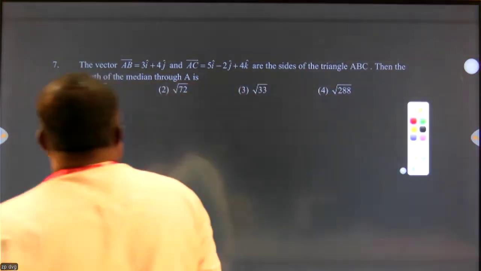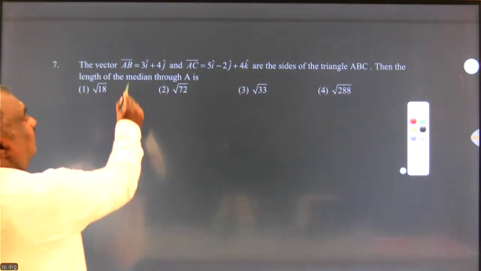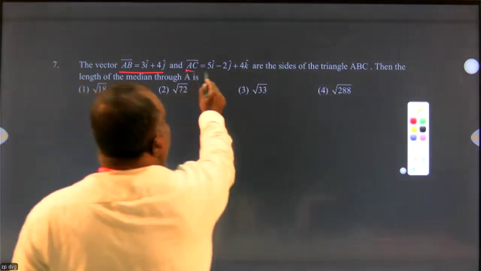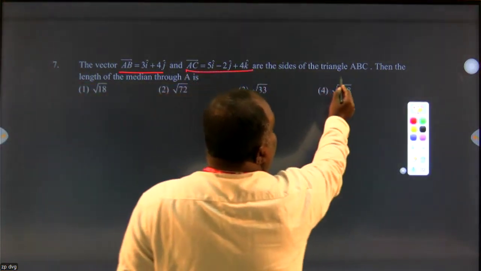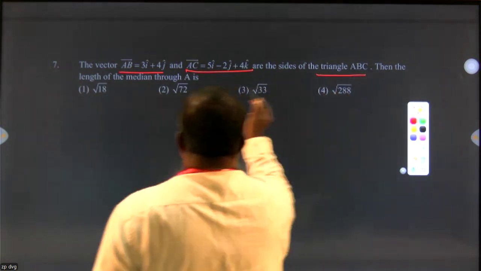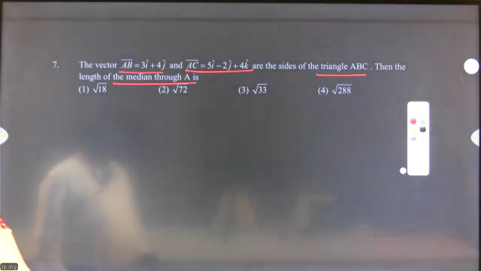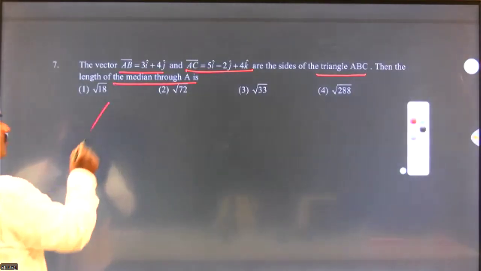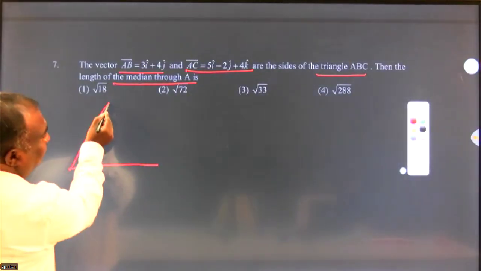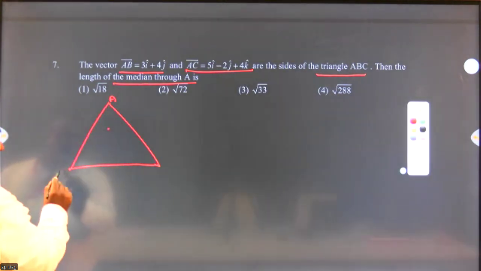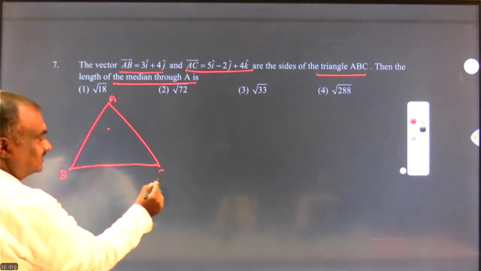Here, what they are asked to observe is given AB bar and AC bar, the sides of the triangle, and asked for the median through A. The simple way is there, median through A. Don't go further, don't panic while you are solving this problem.